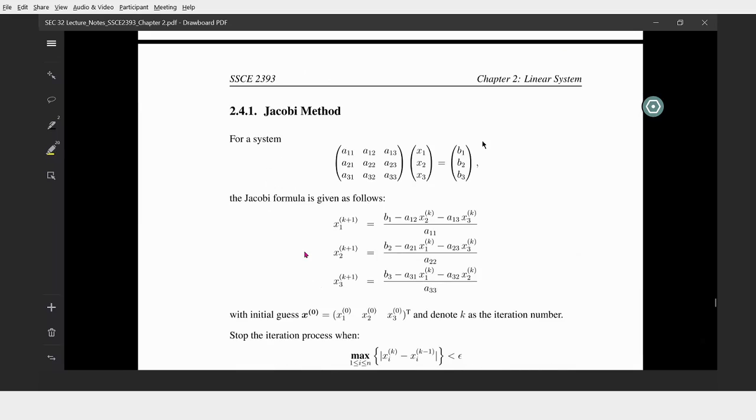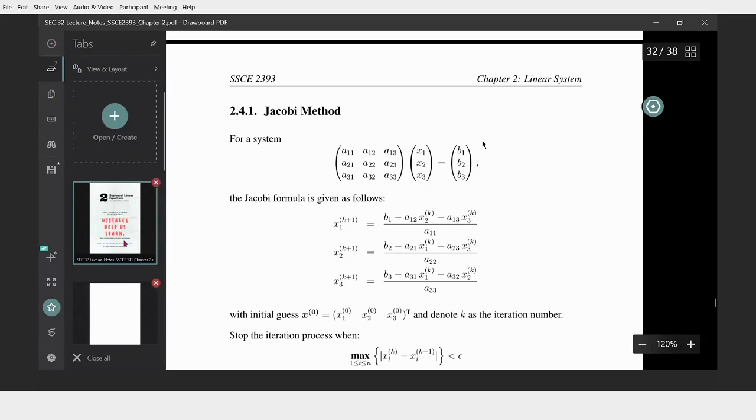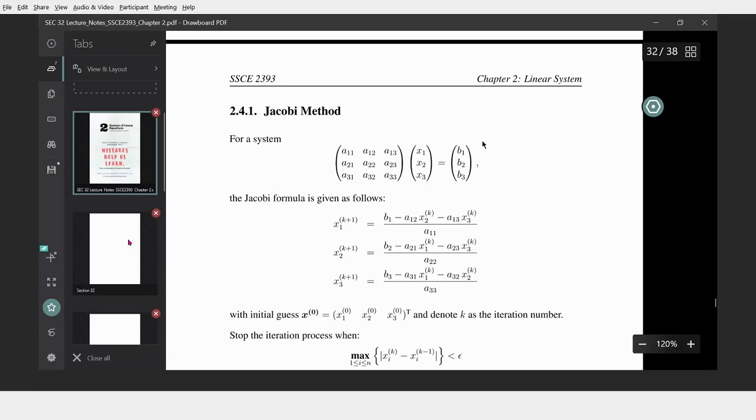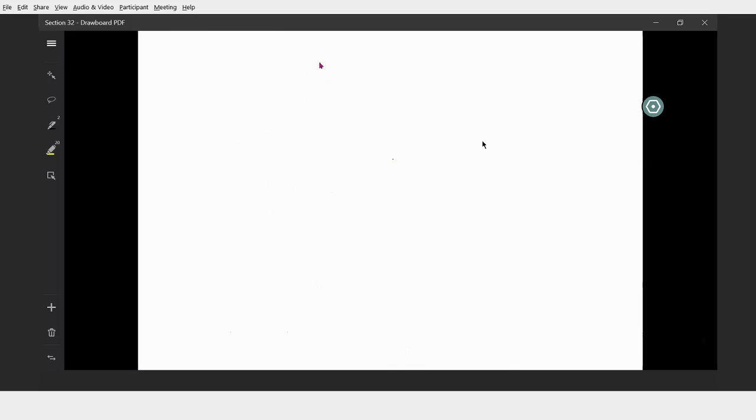Okay, now go to the first method in this part, the Jacobi. So if we have a system, you can refer to your notes while I jot down here. Let's say you have a general system: a11 x1 plus a12 x2 plus a13 x3 equals b1.